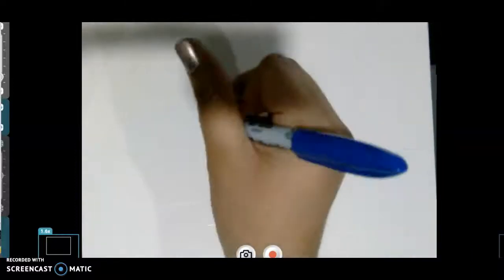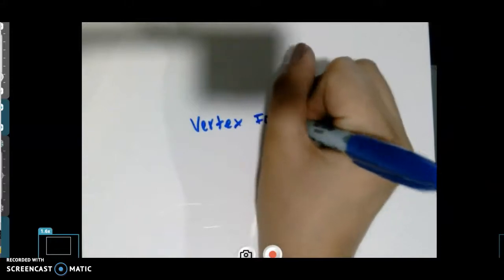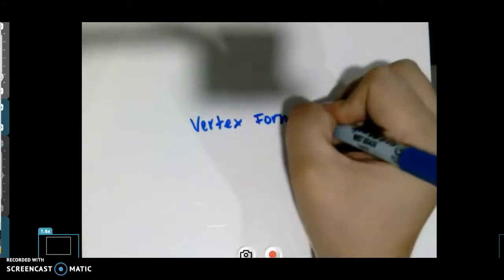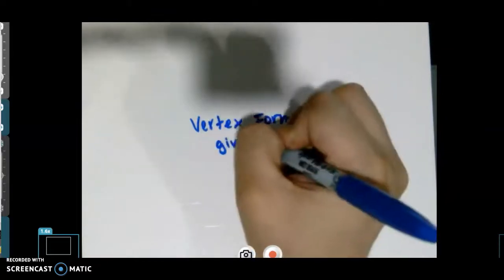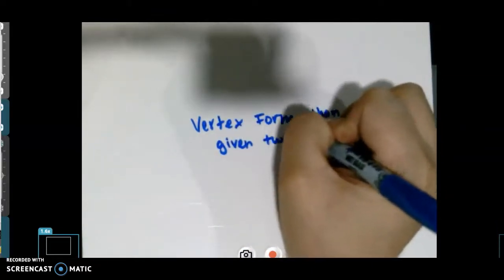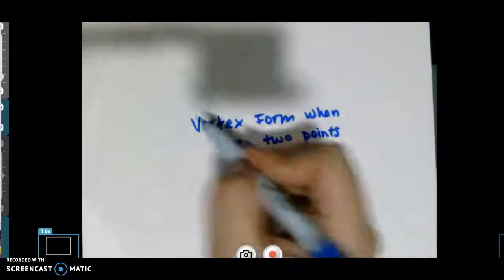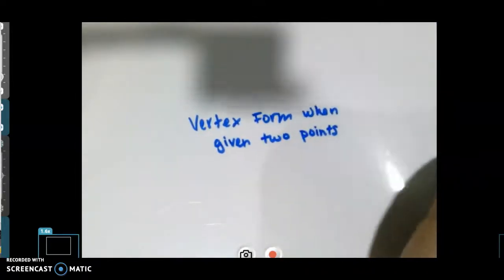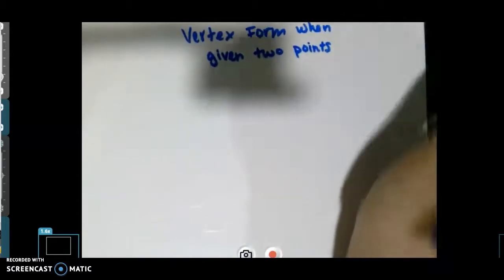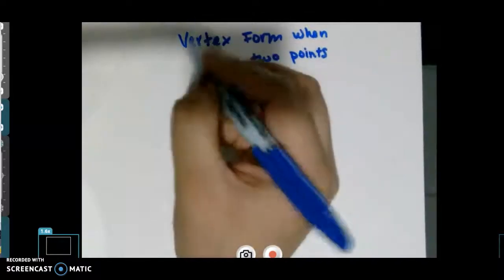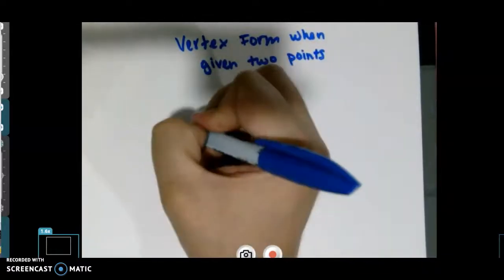Alright guys, so today we're going to learn how to write vertex form when given 2 points, okay? So that's what we're learning today. I just wanted you to stop here and write some notes about what we need to know about vertex form before we get into this, okay? So go ahead and write somewhere where you have some space.